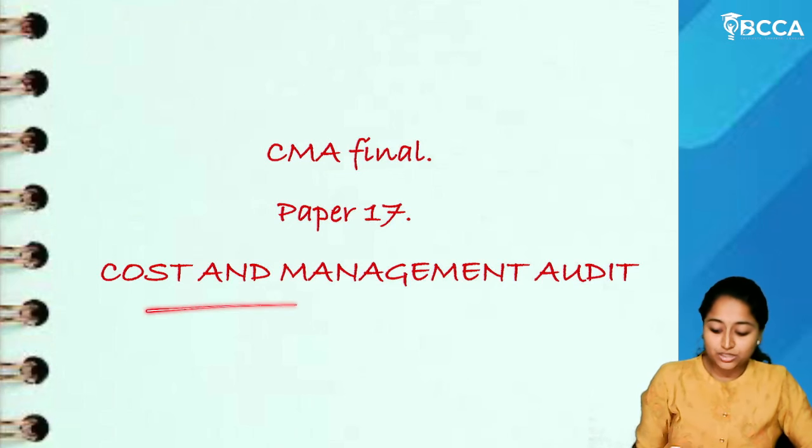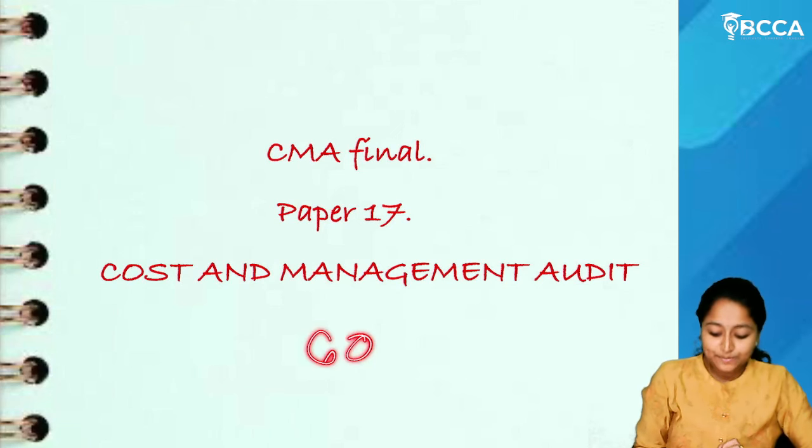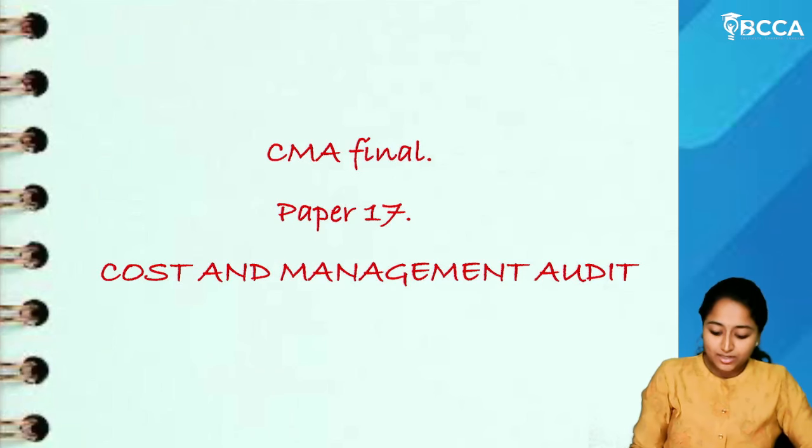So that is what I have to say to you: Cost and Management Audit is a very, very easy subject, and most importantly, it is also a scoring subject. With very minimal effort, just learning the concepts and understanding them perfectly, we can easily score 60 plus marks in this paper, which will also help us in gaining the aggregate score and clearing our Group 4 in a single attempt. So let us start.